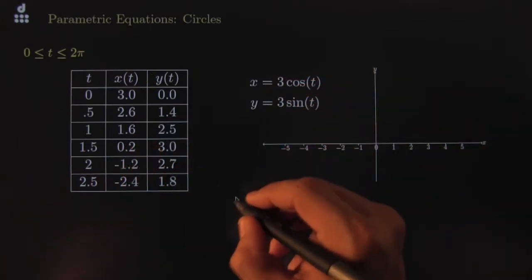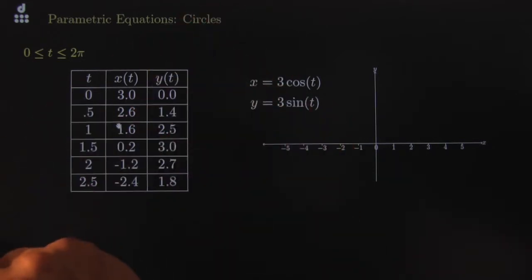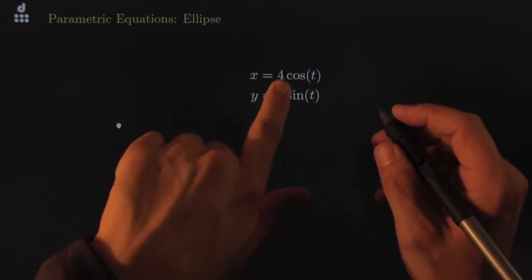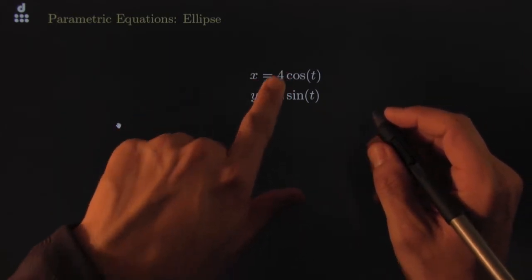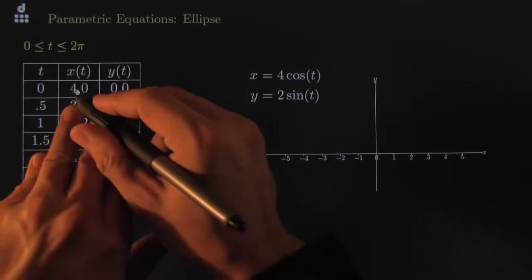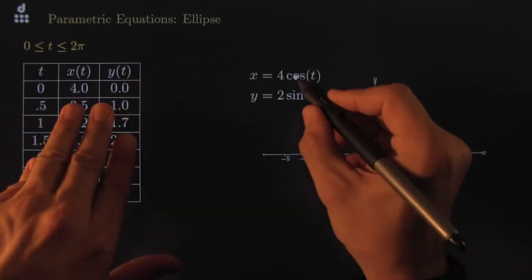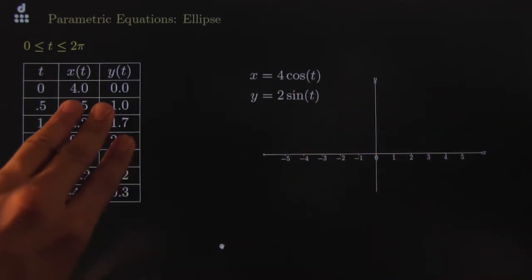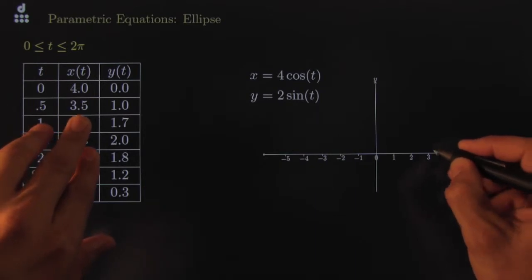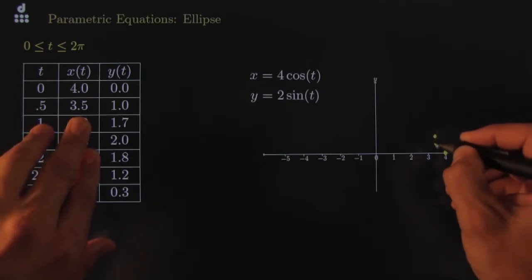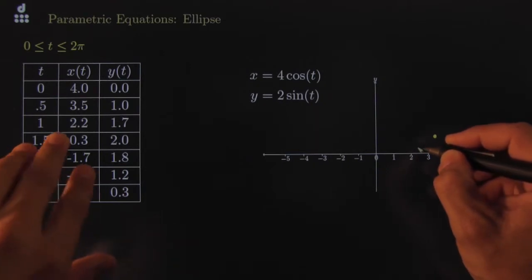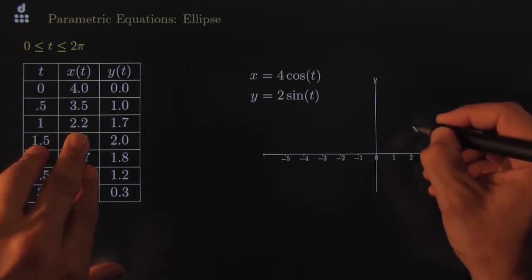Alright, so that's the circle. Maybe we can try an ellipse. An ellipse would look something like this. The key feature here is that these coefficients don't match, and so if you go on and you make the table, you see, for example, at t equal to 0, this would be cosine of 0 times 4. That would put you at 4 over here. At 0.5, that would put you at 3.5, 1, somewhere around here. When t is equal to 1, that would put you at 2.2, 1.7.